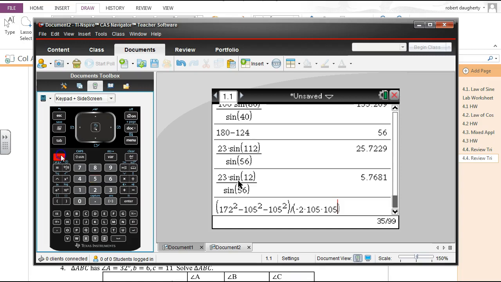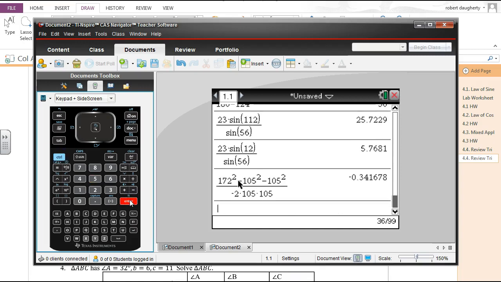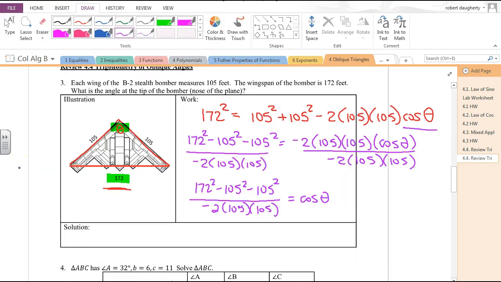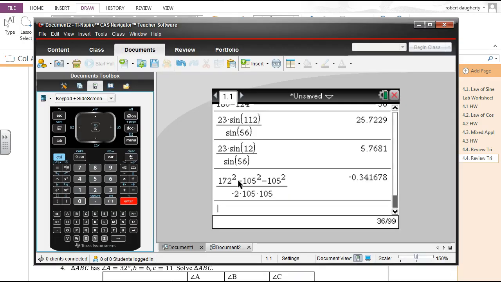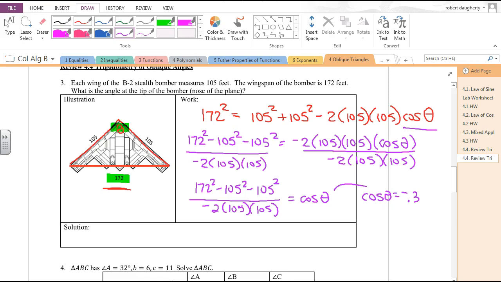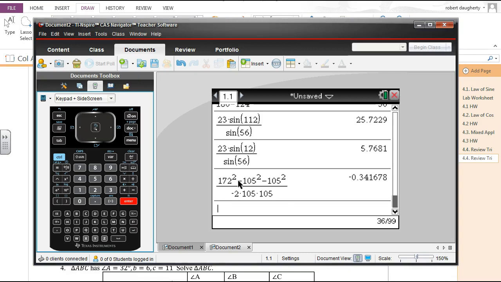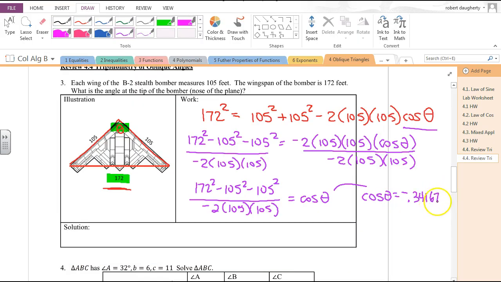So if I figure out what all of this is, that is negative 0.341678. So cosine of theta equals negative 0.341678. You don't want to round this off to 0.34. You only want to round off at the very end. So cosine theta equals this number.